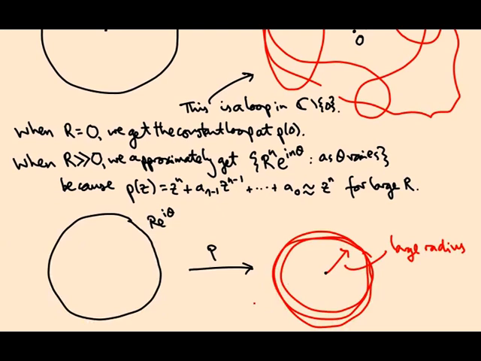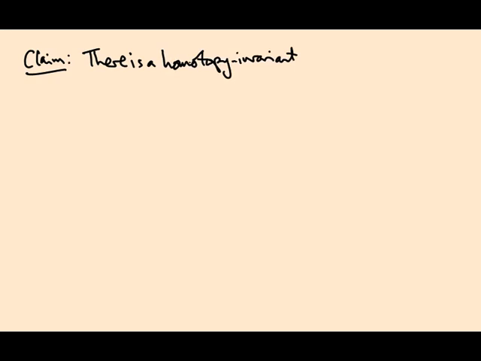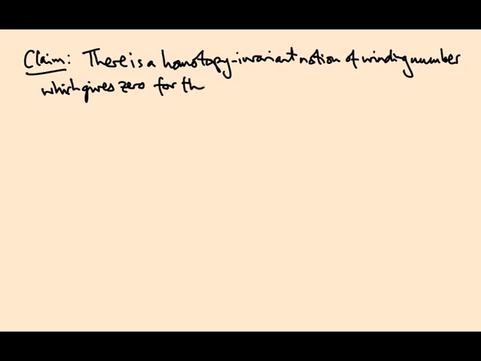So the claim is there is a notion of winding number around the origin, and that notion has to be independent of r. This is what's called homotopy invariance. So the claim is there is a homotopy invariant, which basically means invariant of this continuous parameter r that we're using to deform the loop. A notion of winding number which gives 0 for the constant loop, because it doesn't wind around the origin at all, and it gives n for the large radius loop.